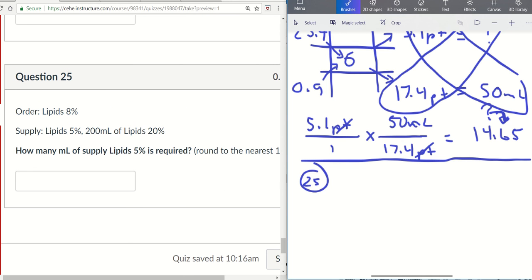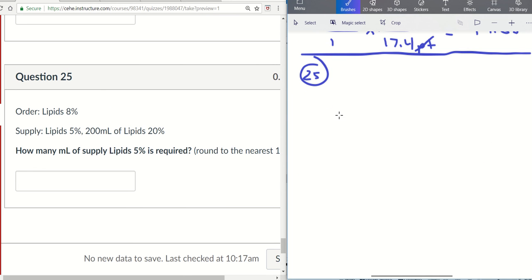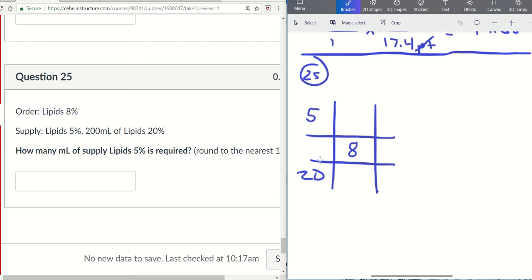All right, last one. Last time you'll see type 2 alligation, so you can purge this from your database after today. It won't be in the final. Just your DC order is 8. We have 5 and 20 as our supply. Our difference here is 3. Our difference here is 12.